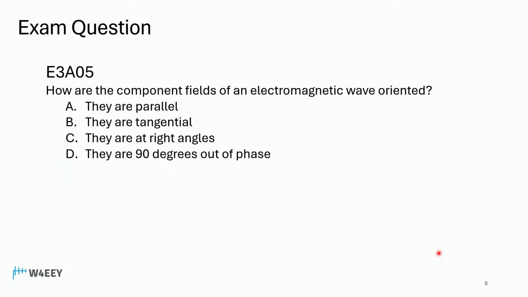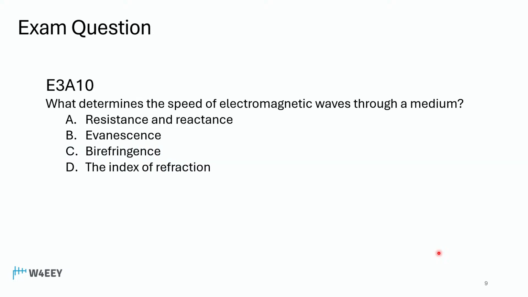How are the component fields of an electromagnetic wave oriented? Charlie. Charlie, they are at right angles. And that's always true. You can't have an electromagnetic wave unless you have both elements there. What determines the speed of an electromagnetic wave through a medium? Delta. It is delta, the index of refraction.